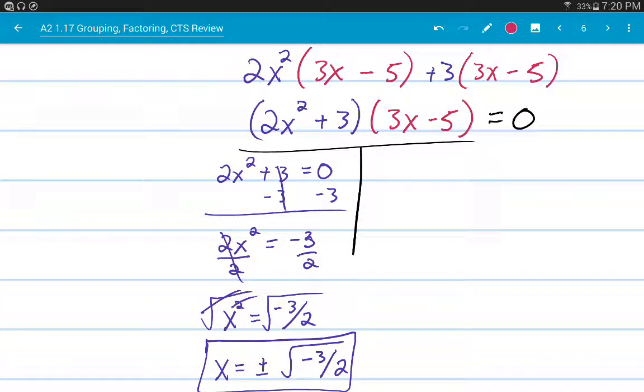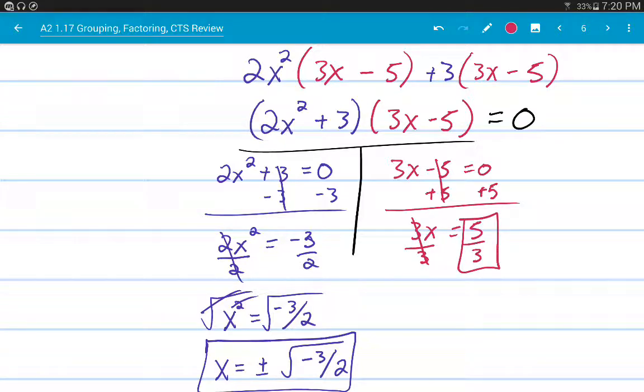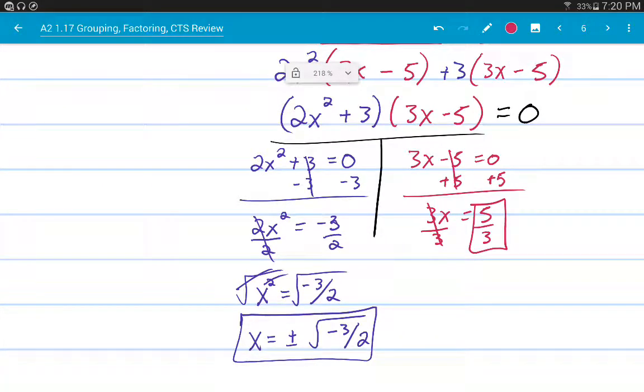On the right-hand side, I get 3x minus 5 equals 0. I add 5 to both sides. I get 3x is equal to 5. And then I divide by 3 to get rid of that times 3 on the front. x is equal to 5 over 3. So those are my three solutions: positive square root of negative 3 over 2, negative square root of negative 3 over 2, and 5/3.